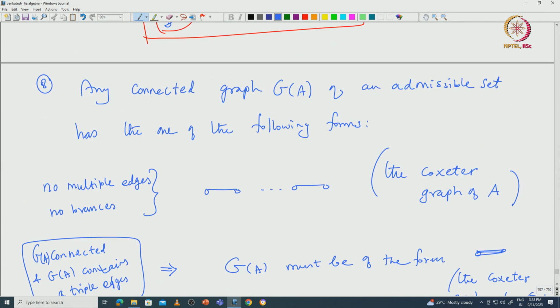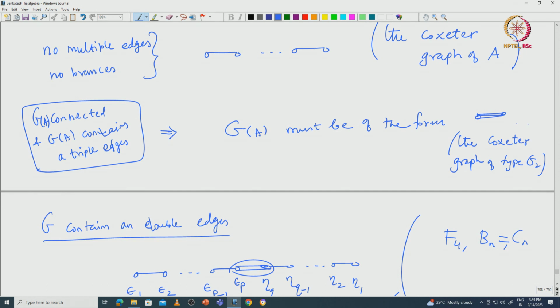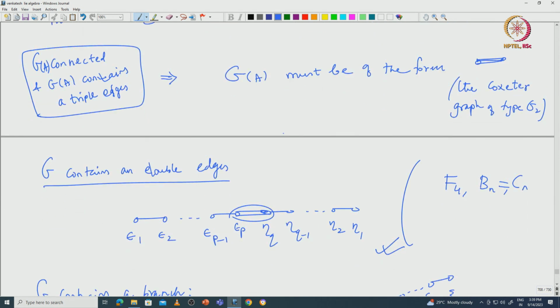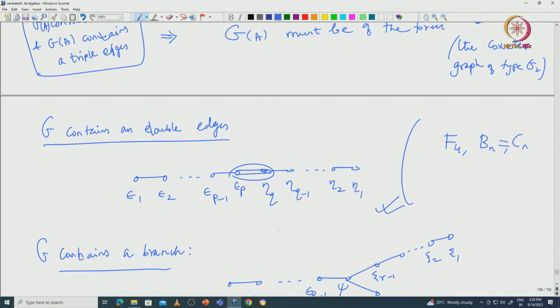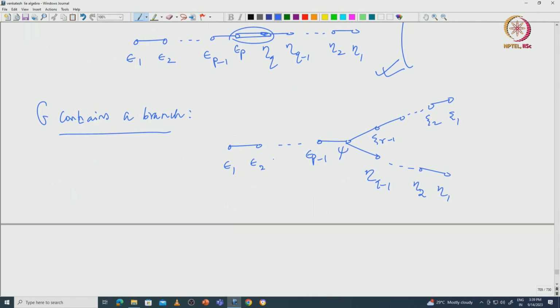So, now these are all the only possibilities, and we have listed all of them. If you start with a connected graph and it does not have multiple edges or a branch, then this is the only possibility. If it contains a triple edge, then this is the only possibility. If it contains a double edge, then this is the only possibility, and if it does not have multiple edges but contains a branch, then this is the only possibility, and this exhausts all the cases.